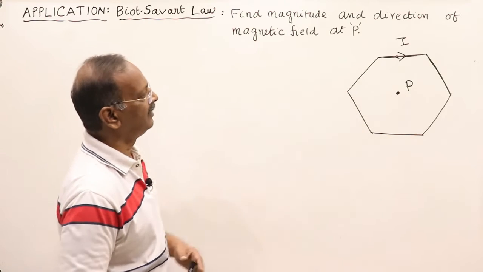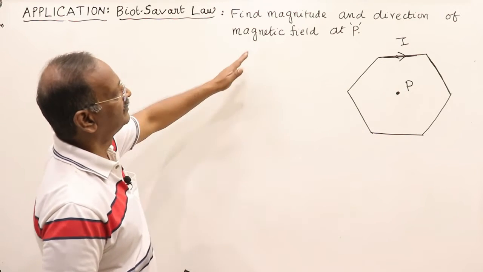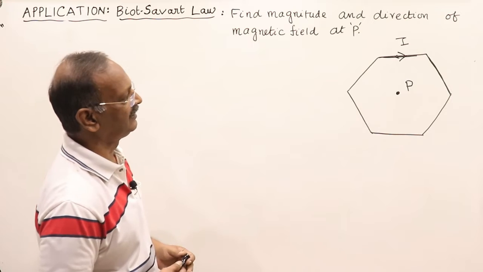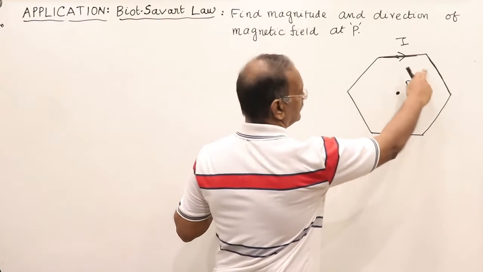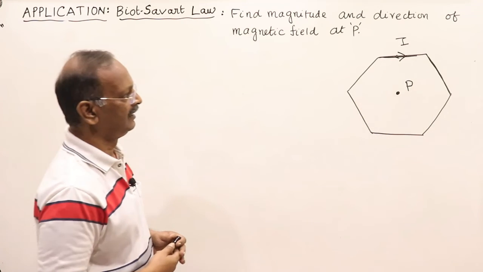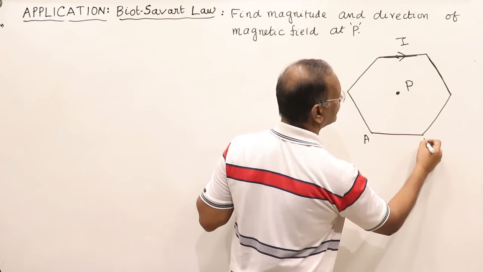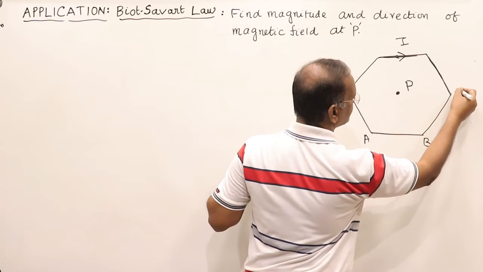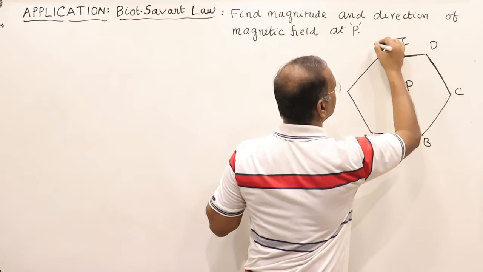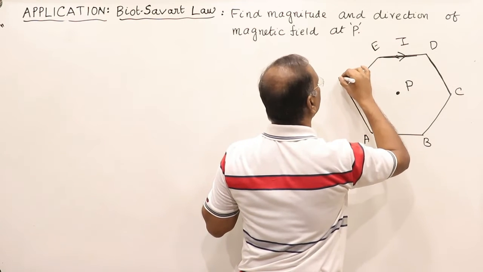Find the magnitude and direction of the magnetic field at P. This is the figure given. So we label the sides: this is side A, side B, side C, side D, side E, side F.